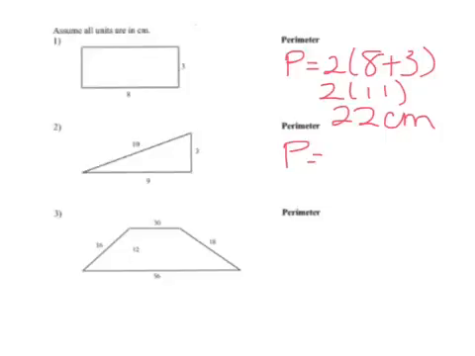For this one, the easiest way to do that is just to go ahead and add them all together. Well, 10 plus 9 is 19. 19 plus 3 is again 22 centimeters.